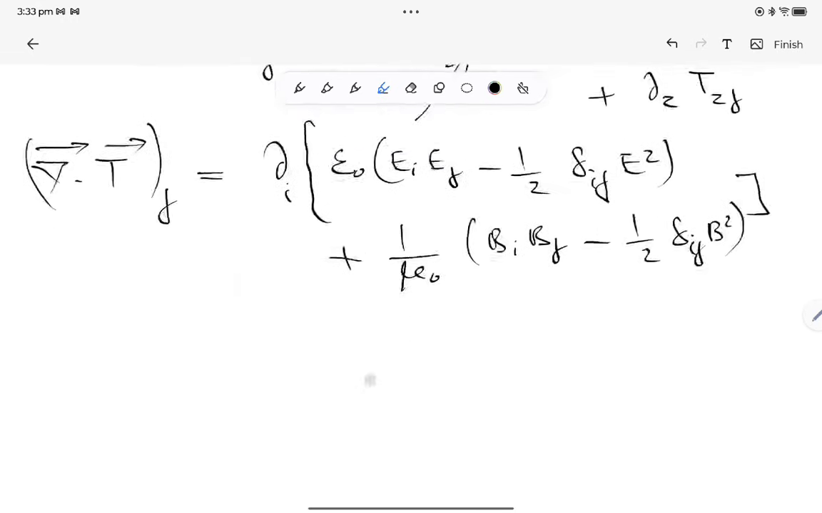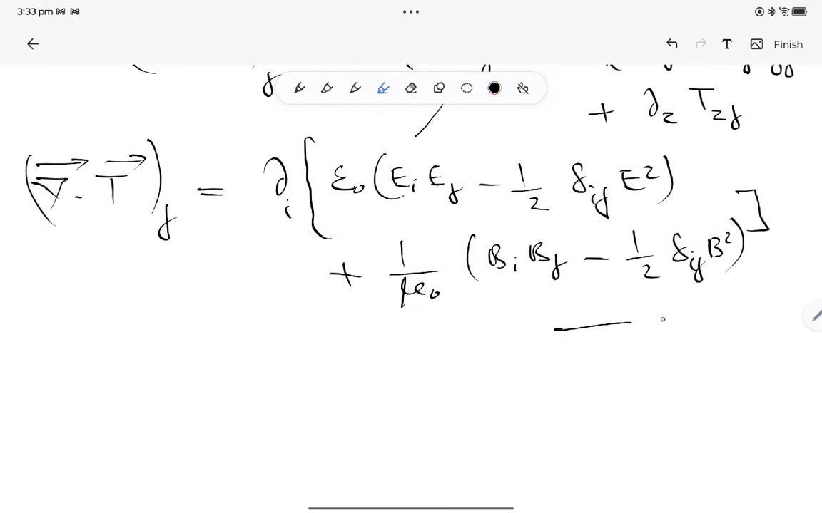Now in order to evaluate this, let us first give it a number. Let it be equation three. We will evaluate it term by term so that you don't feel any difficulty. Let us take the first term. I will not take this epsilon naught, it is a constant. So I will simply take del_i (E_i E_j).